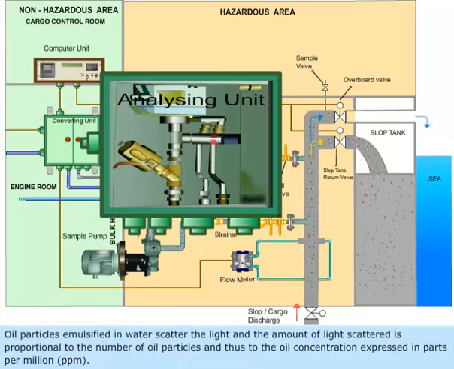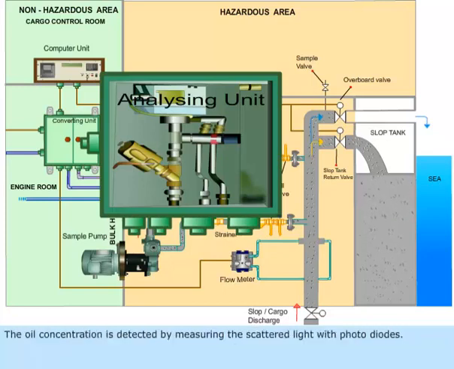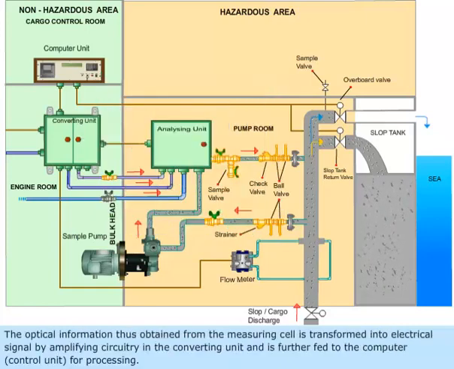Oil particles emulsified in water scatter the light, and the amount of light scattered is proportional to the number of oil particles, and thus to the oil concentration expressed in parts per million, or ppm. The oil concentration is detected by measuring the scattered light with photodiodes. The optical information thus obtained from the measuring cell is transformed into an electrical signal by amplifying circuitry in the converting unit and is further fed to the computer control unit for processing.